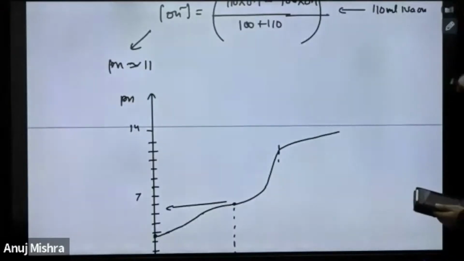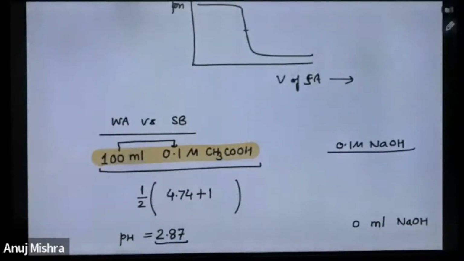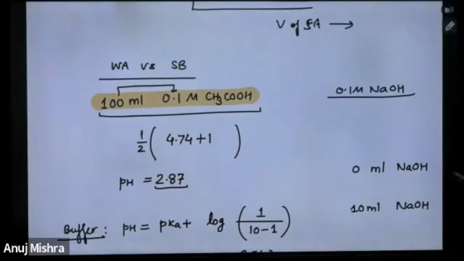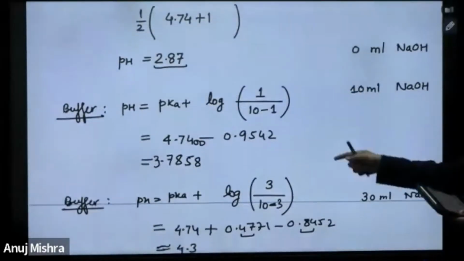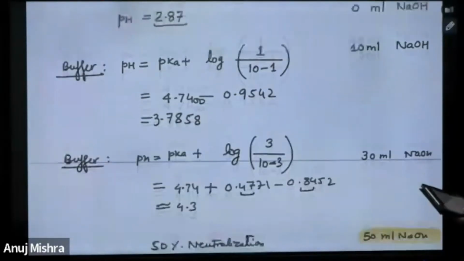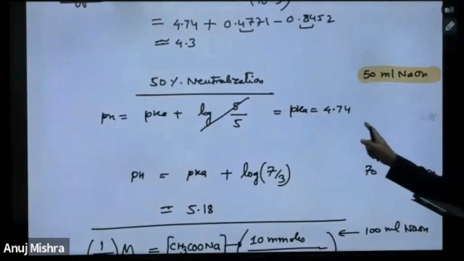Okay. चलिए. So just see this discussion. This is weak acid strong base case. Same discussion. First you got 2.87. Then you got 3.78, 10 ml पे. Then similarly 30 ml करते जाओगे. 50% neutralization, pH is pK. Remember that. This is very important point.